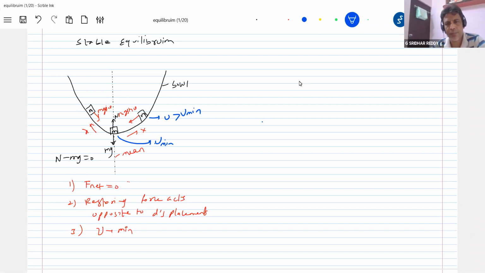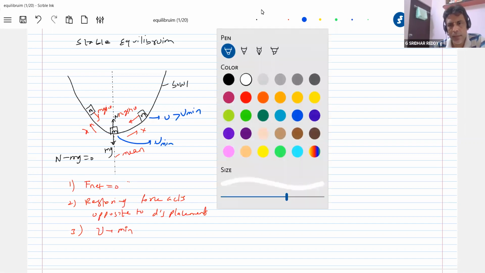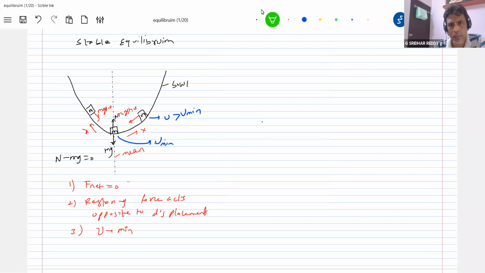Then the unstable equilibrium. Just a small mathematical topic it is.